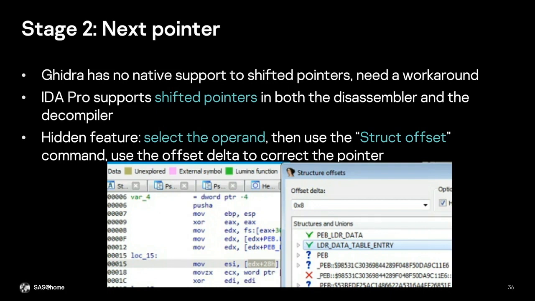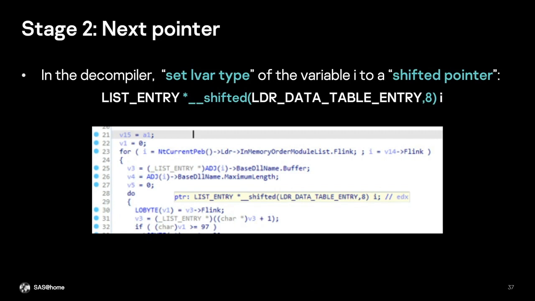You have to select the operand and then apply the struct offset command. And in that case, you get a completely different window where you can input the delta and it will work. And in Hex-Rays, you have a special type modifier that's named double underscore shifted, where you can also tell Hex-Rays that there's a different type if you shift your pointer some, in our case, 8 bytes back, and you will get a nice readable name.